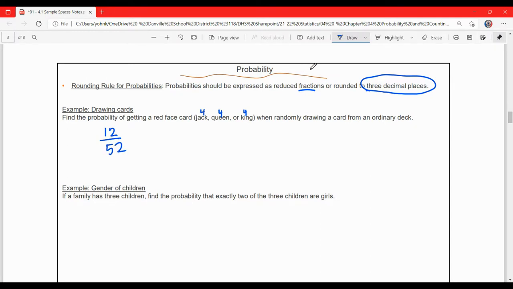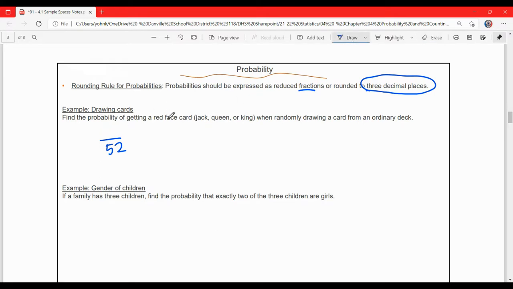No, not 12. Hold on. Why is my brain? No, that's right, 4 times 3. Oh, but they have to be red. My bad. Sorry. Gosh, I sound really dumb right now.